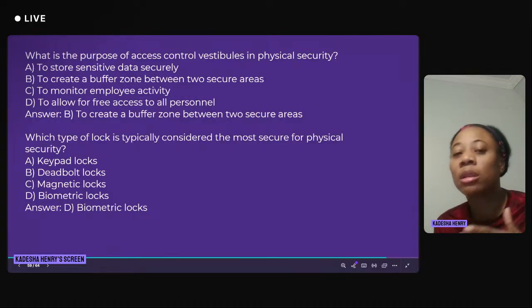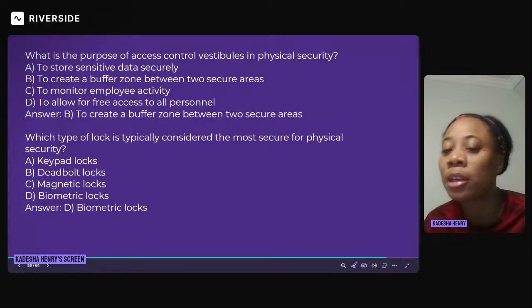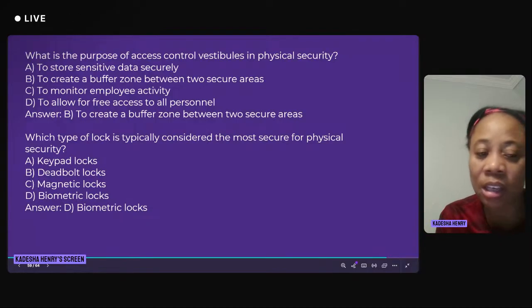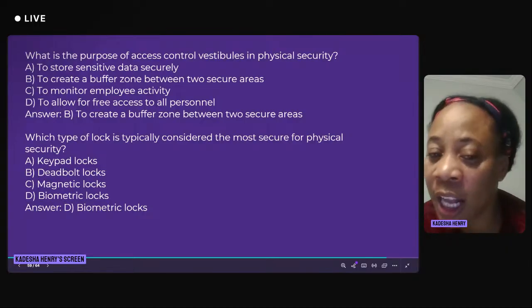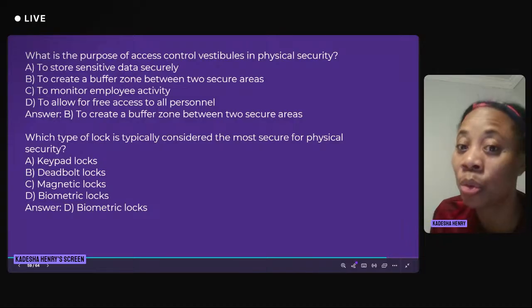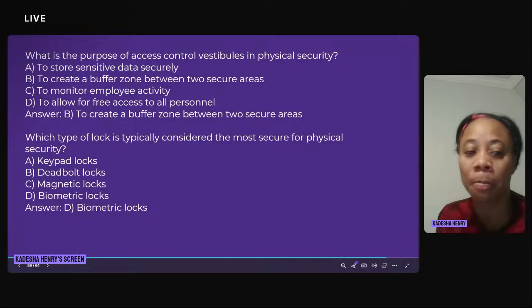So when you talk about access control vestibule, they're talking about double, it creates a buffer, right? We say that it's a buffer, but it's like a double area that you have to pass through, double entrance, and it usually has more than one entrance you have to go through to be authenticated or authorized.